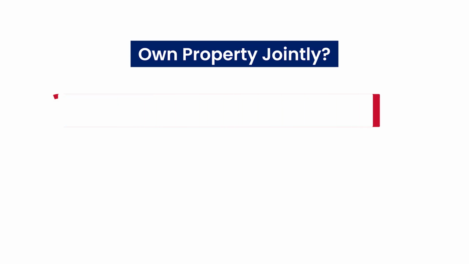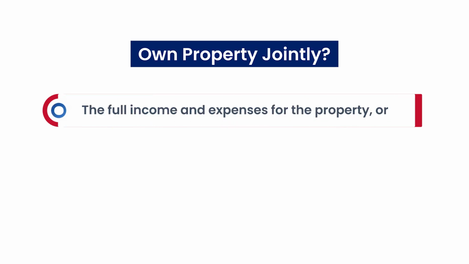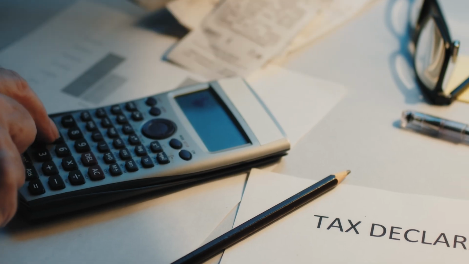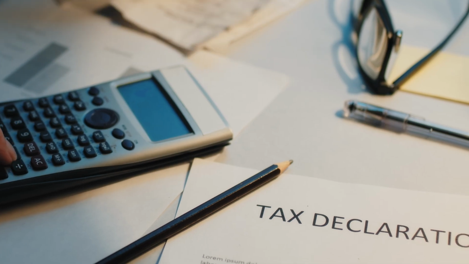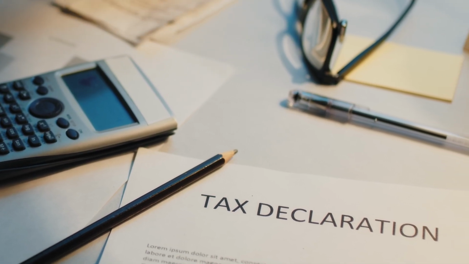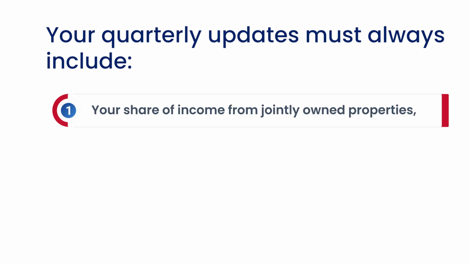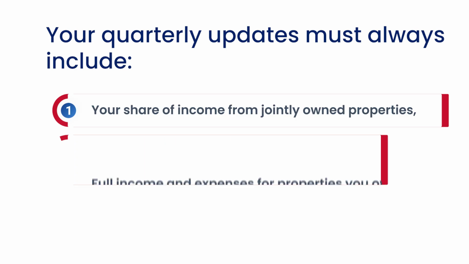Own property jointly? You can choose to report the full income and expenses for the property, or just your share of the income, and leave out expenses. But if you don't include the expenses during the year, you must report them before your final declaration. Your quarterly updates must always include your share of income from jointly owned properties and full income and expenses for properties you own individually.